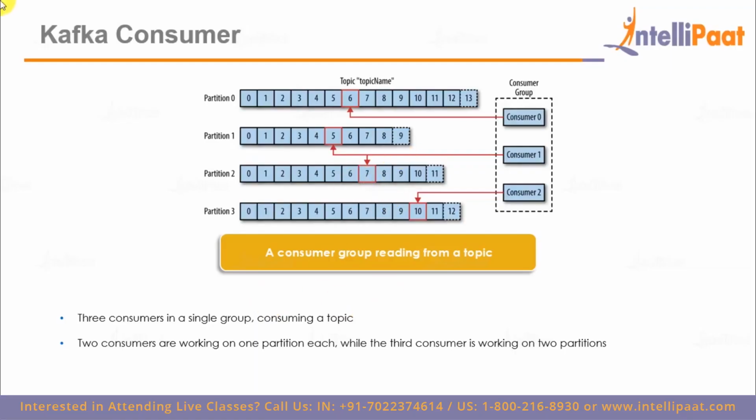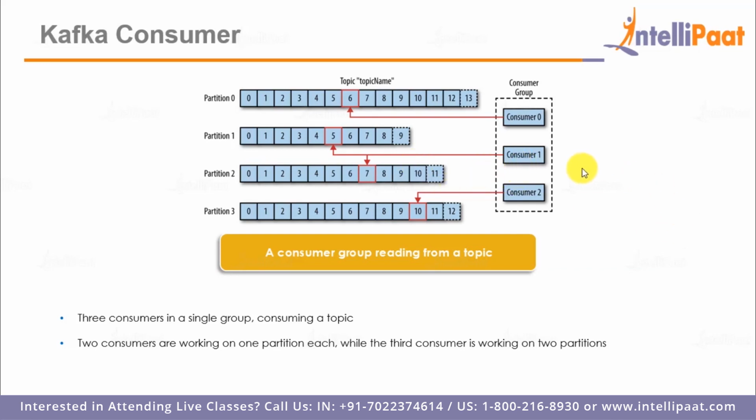So over here again we've got these three consumers in a single group consuming one particular topic. Now we see that consumer 0 is working on only one partition, which is partition 0. Similarly, consumer 2 is working on a single partition, which is partition 3. But consumer 1 is working on two partitions simultaneously, which are partition 1 and partition 2. Now this is also possible when it comes to consuming messages with the help of the consumer. But the only thing which matters is that all of the offset values are in check.